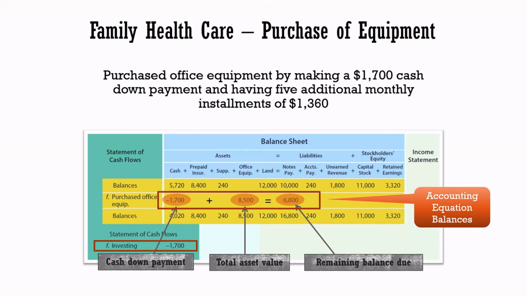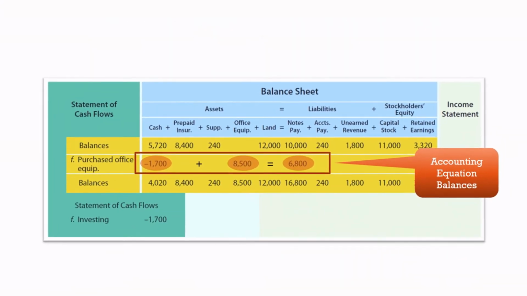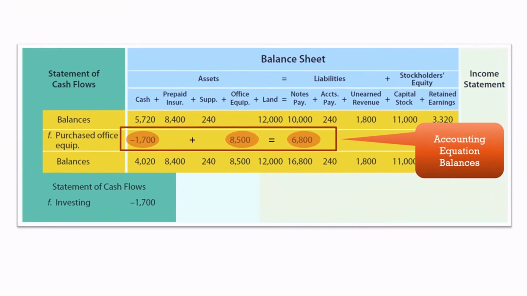The remaining 5 payments represent an obligation. This obligation is recorded on the balance sheet as a note payable. $6,800 is a sum of 5 installment payments. The accounting equation for this transaction is minus $1,700 plus $8,500 equal to $6,800.